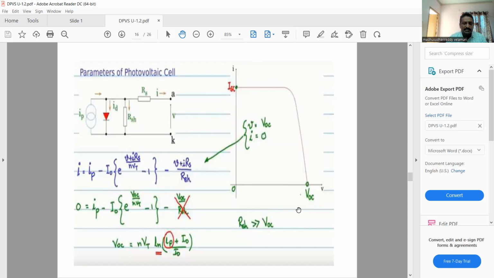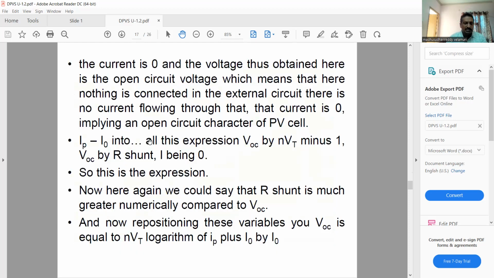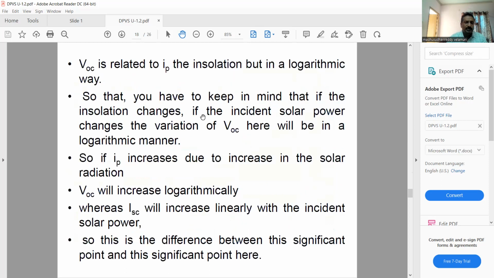In the place of V, you can place VOC, and in the place of I, you put 0. Therefore, VOC divided by NVT, and VOC divided by RSH; RSH is much larger, so we can neglect it. Therefore, here I is also 0, so IP is equal to I naught into this exponential. By taking the natural logarithm, you get the solution: VOC is equal to NVT into the natural logarithm of IP plus I naught divided by I naught. Same story we are obtaining here.